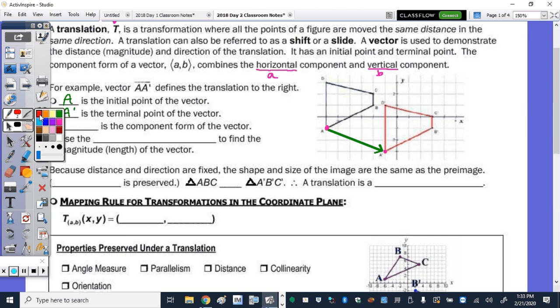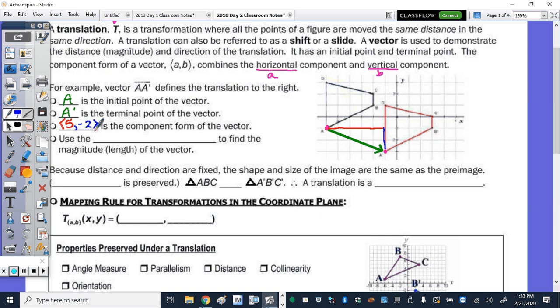So let's take a look at that horizontal shift or component for the notation. So we went right, 1, 2, 3, 4, 5. So 5 is the horizontal shift. And now let's take a look at the vertical shift. So we're going down, 1, 2. And you see that forms a right triangle. So down 2 would be a negative 2. And it's not a parenthesis, it's those brackets.